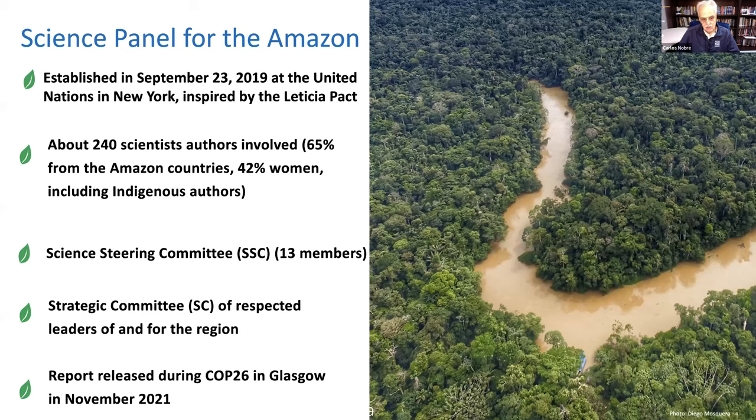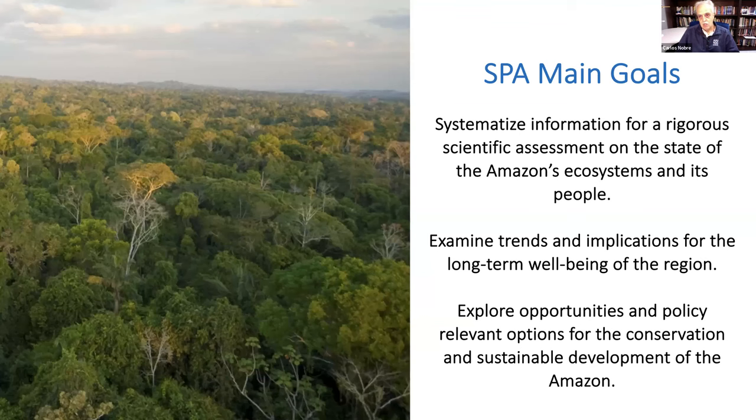And then we released the report during COP26. The main goal is a rigorous scientific assessment of the state of the Amazon's ecosystem and its people. We also look at the trends and implications for the long-term well-being of the region, particularly the risk of the tipping point that Jeffrey mentioned. Unlike, let's say, IPCC or IPBES reports, which cannot be policy prescriptive, we are really brave, courageous, and we put together many chapters looking for a sustainable future, sustainable development for the Amazon.